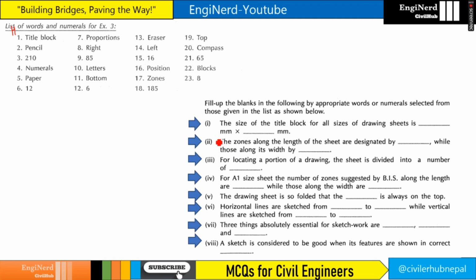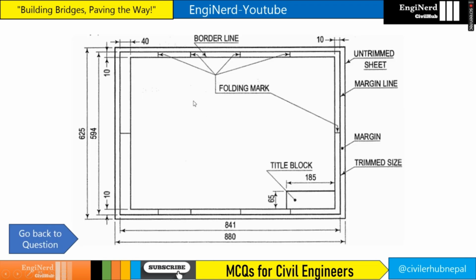So why are we discussing these questions? Because you can see here, number 6, horizontal lines are sketched from dash to dash, while vertical lines are sketched from dash to dash. So we can find this particular question in this fill in the blanks exercise, right? So let's do all of this exercise. For the first one, the size of the title block for all sizes of the drawing sheet is dash mm into dash mm.